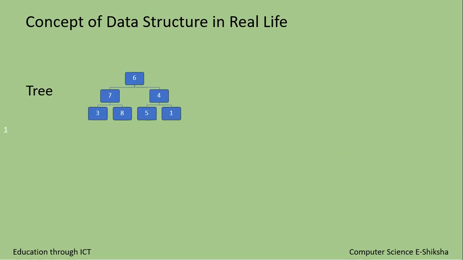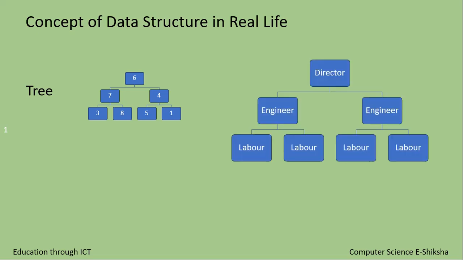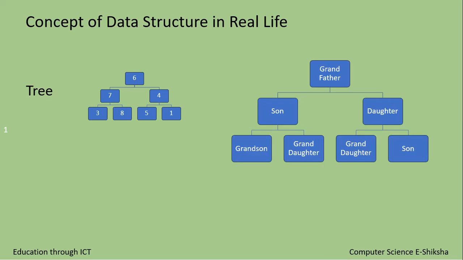Just to quote a simple example on a lighter note, a tree: we always store the data in such a way. Director, under the director we have two engineers, and under the engineers every engineer has a laborer. So this is a hierarchical way of storing. Another example which we are familiar with is the family tree.